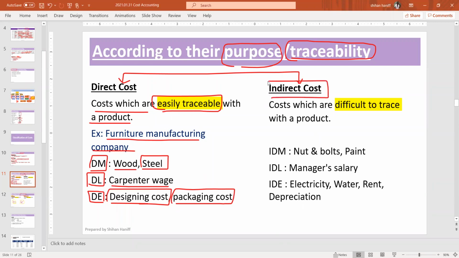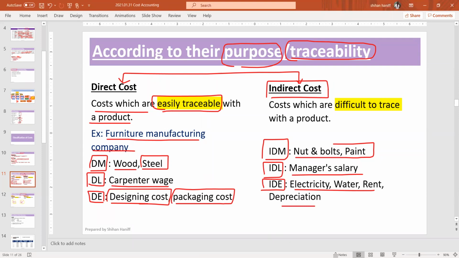And indirect cost means you can't directly trace or directly identify it from the final product cost. Indirect material, indirect labor, indirect other. Indirect material means nut and bolt, paint. Indirect labor means manager salary, supervisor salary. Electricity, water, rent, and depreciation we normally take as indirect expenses.